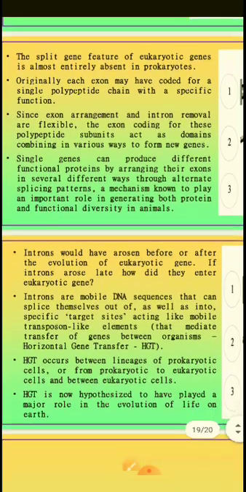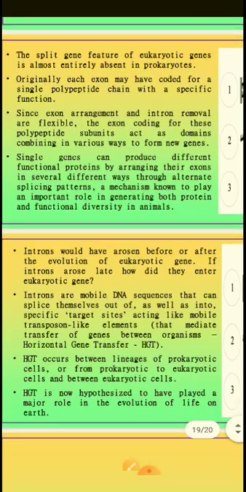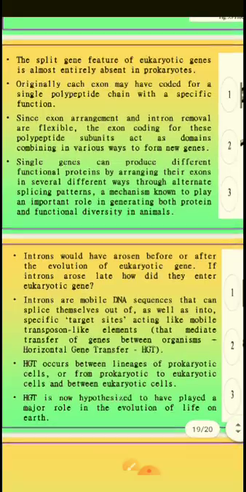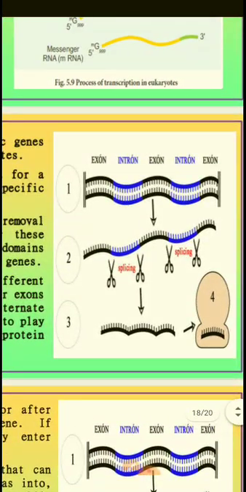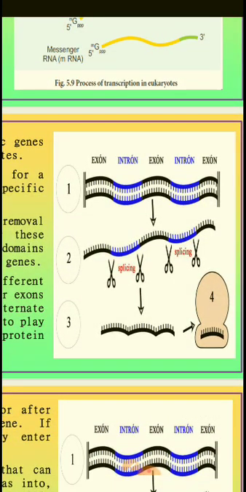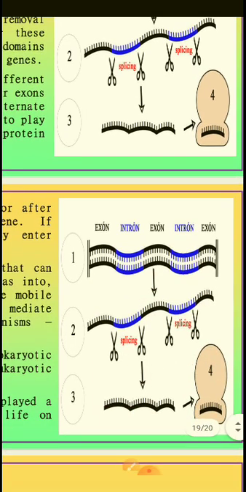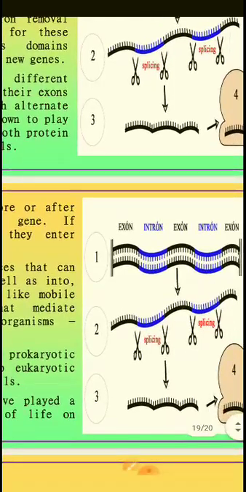Single genes can produce different functional proteins through alternative splicing, a mechanism that plays an important role in generating protein and functional diversity in animals. So how can we cut that? Already I told you that splicing is the meaning. You can take it out from the exon, that is splicing. So the intron will be cut using splicing, and after that we take it out, and the exon part alone is separated. Next intron and everything is the same.